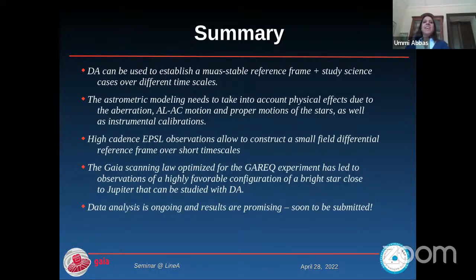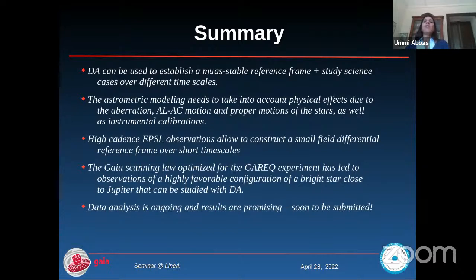We looked at the high cadence ecliptic pole scanning law observations, and we saw how that allowed us to construct a small field differential reference frame, in that case over short time scales. My whole talk was only focused on short time scales. I was only looking at just a few days of experiment, either simulated or even the Gaia experiment.